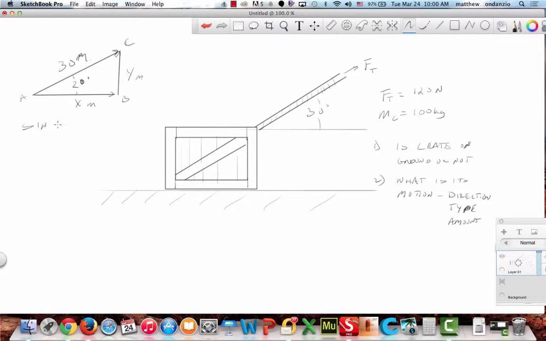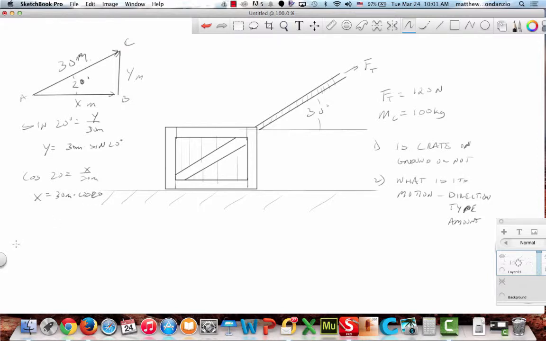Okay, the sine of 20 degrees equals y over 30 meters. That means y equals 30 meters times the sine of 20 degrees, right? Everyone see that? And how do I figure out the x version? Cosine of 20 is x over 30. Okay, so x equals 30 meters times the cosine of 20.